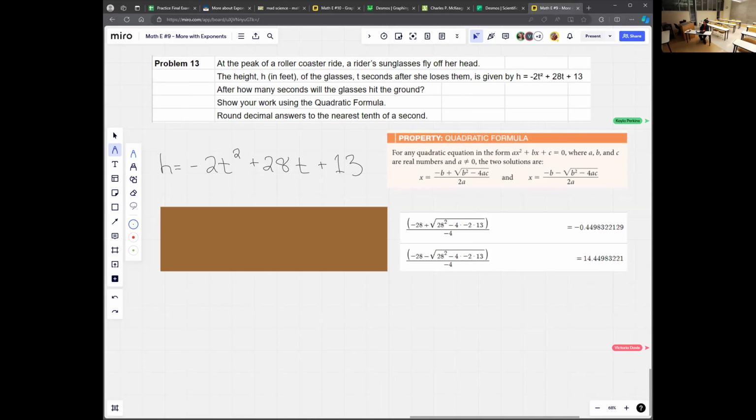14 point, did I do this correctly? I accidentally left out my 28 squared. I'm not sure.